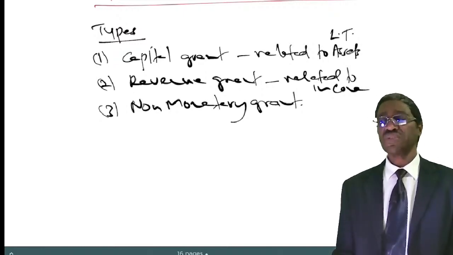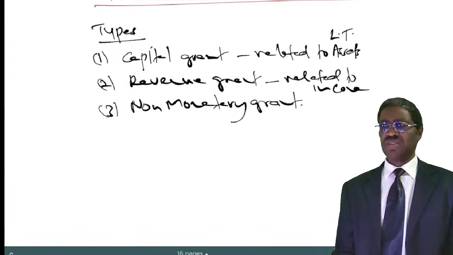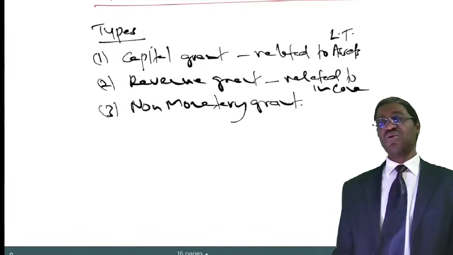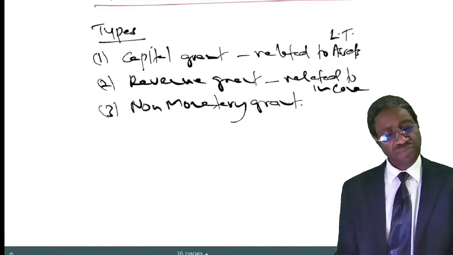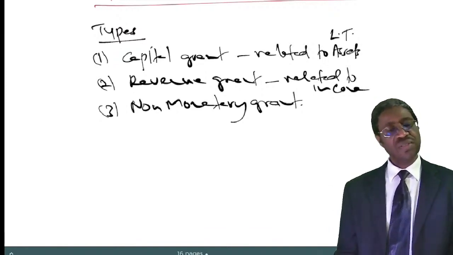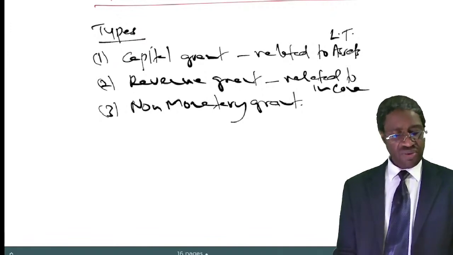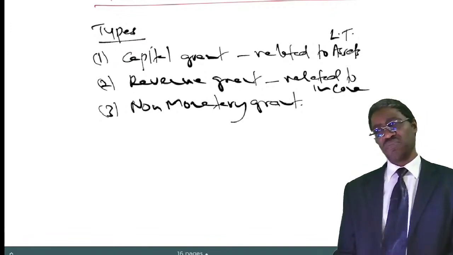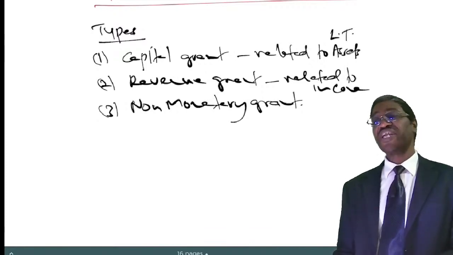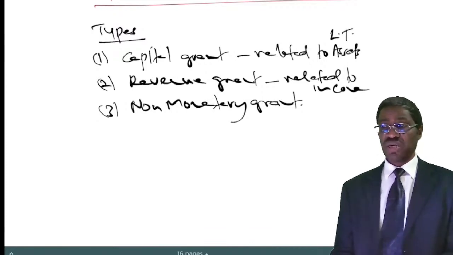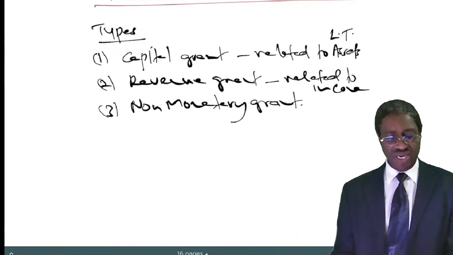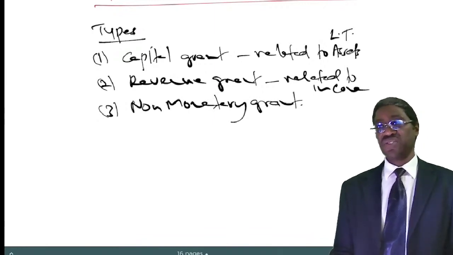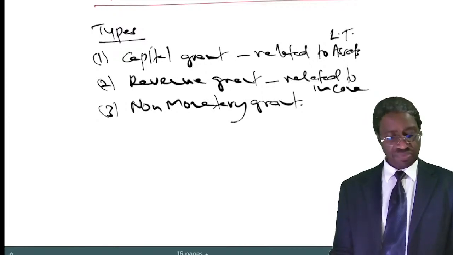Two, revenue grant. You say this: these are grants relating to income.